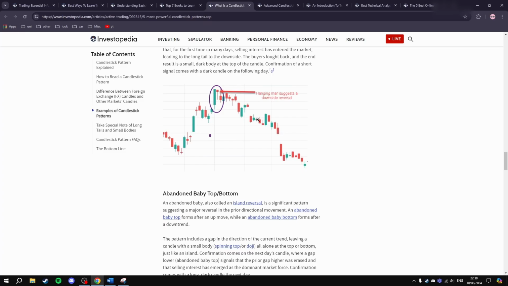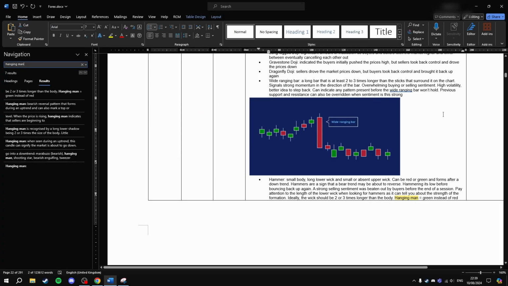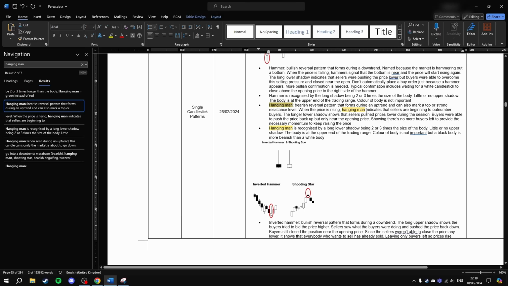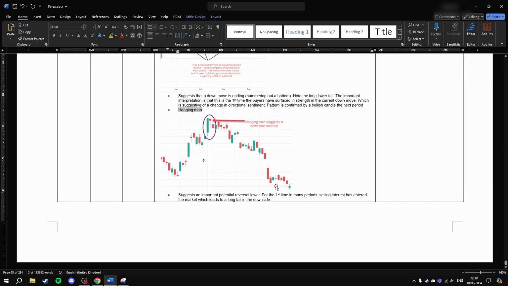Does it have to be red? A hanging man can be green instead of red, when the price is rising. A little note: the color of the body is not important, but a black body is more bearish than a white body. So a red body is more ideal, basically.